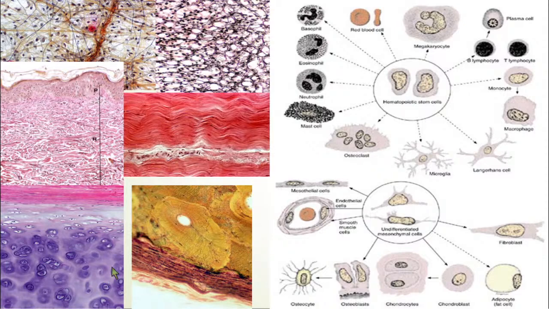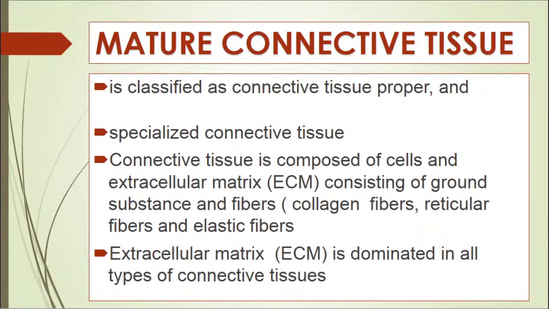And the question is, what is a mature connective tissue and what is a specialized connective tissue? Mature connective tissue is classified into connective tissue proper and specialized connective tissue. Connective tissue is composed of cells and extracellular matrix.